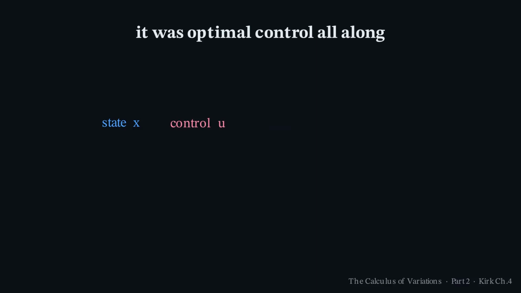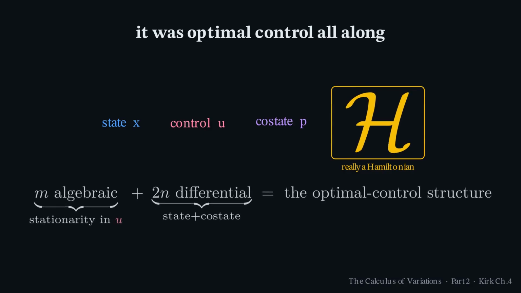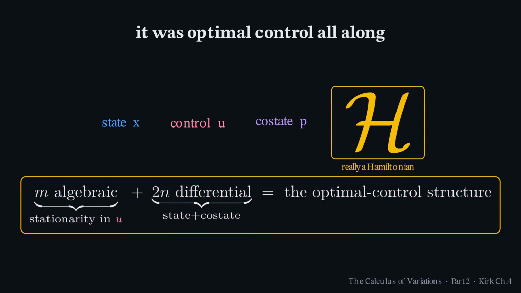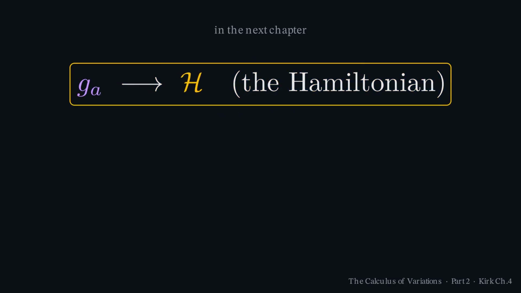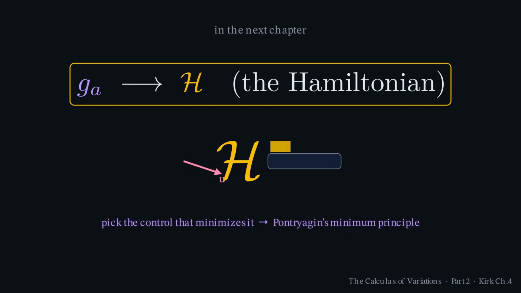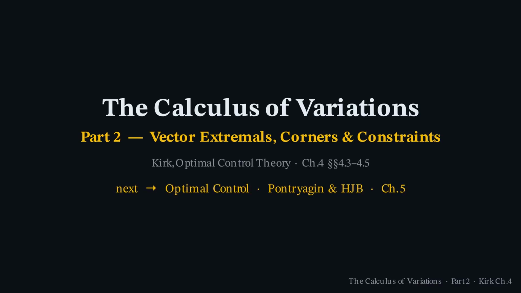And look what we built in the constrained case. A state, a control, a costate, an augmented integrand that is really a Hamiltonian, and a split into algebraic and differential conditions. That is not an analogy for optimal control. It is optimal control seen one chapter early. In the next chapter, that augmented integrand gets its true name, the Hamiltonian, and the rule for choosing the control becomes Pontryagin's minimum principle. At every instant, pick the control that minimizes it. We are finally ready. See you there.